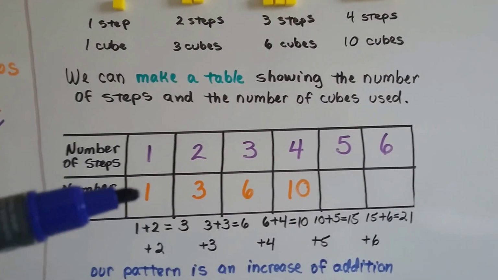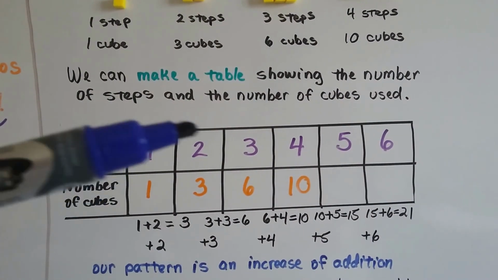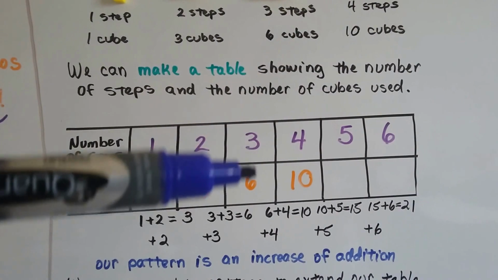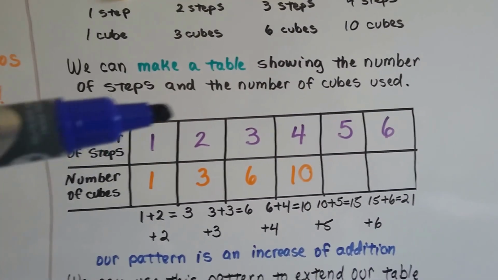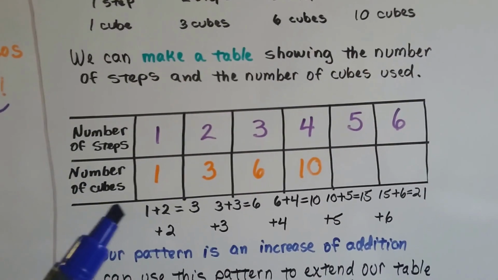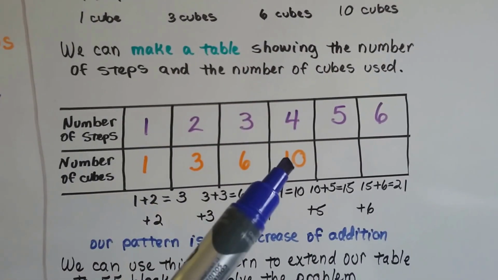This is 1 step, so it's 1 cube. And if we add 1 plus 2, we're going to get 3. And if we add 1 plus 2 plus 3, we're going to get 6. And if we add 1 plus 2 plus 3 plus 4, we're going to get 10. We could also go diagonally. We would say 1 plus 2 is 3, 3 plus 3 is 6, 6 plus 4 is 10.